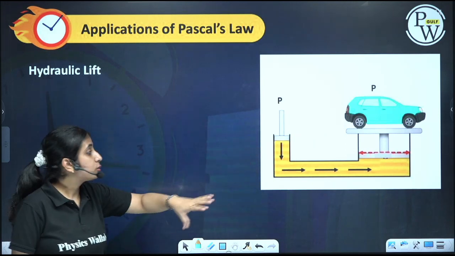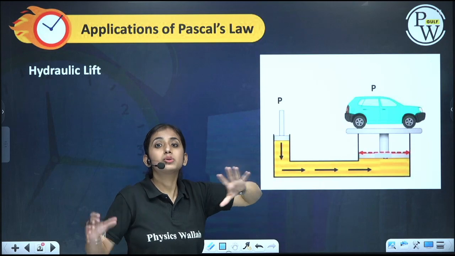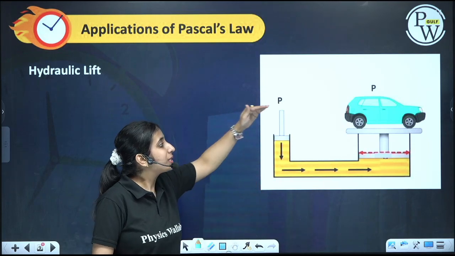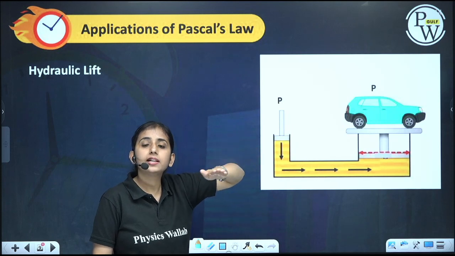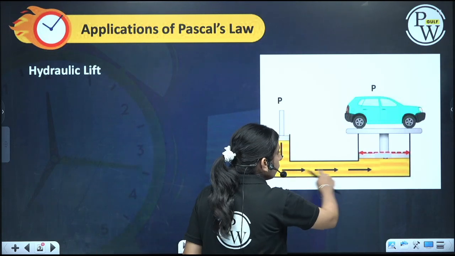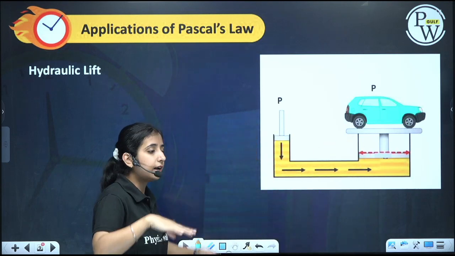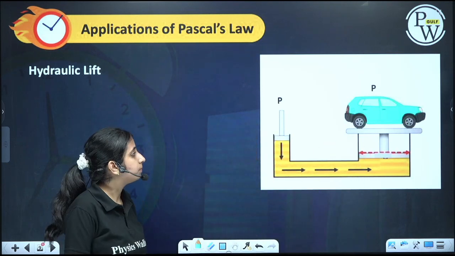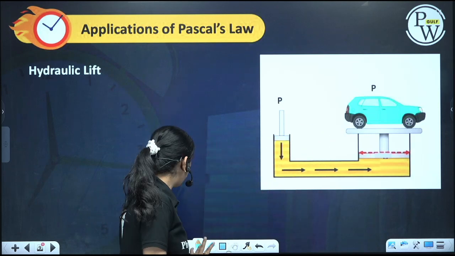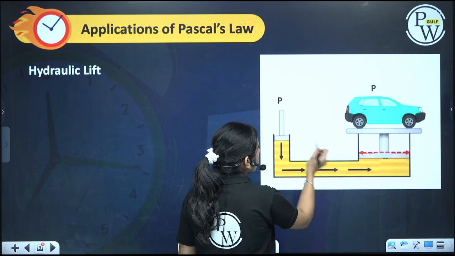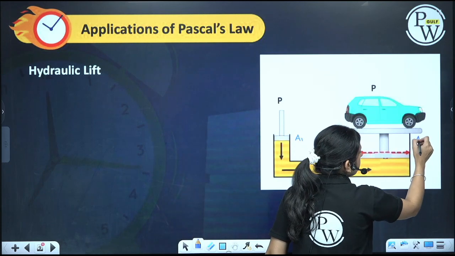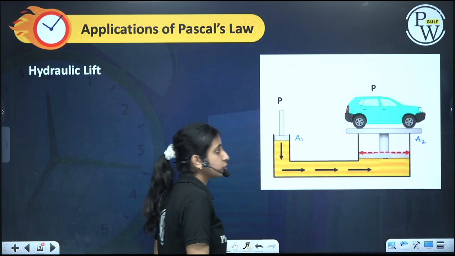Hydraulic lift consists of two cylinders, and two pistons are put on the cylinders. In between there is a fluid. A fluid is put in the two cylinders and two pistons are placed above them. These two cylinders have different areas of cross section. So let us take that this cylinder has area of cross section A1, and this cylinder has area of cross section A2.